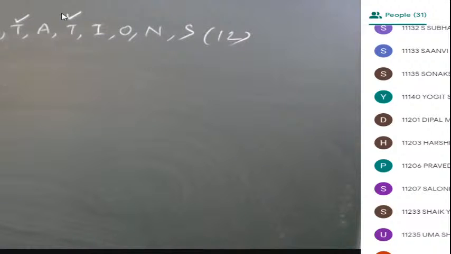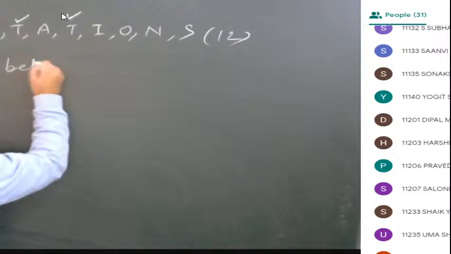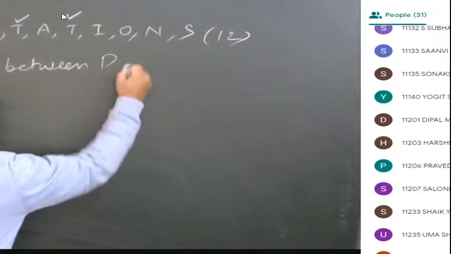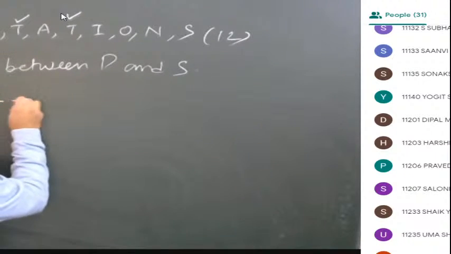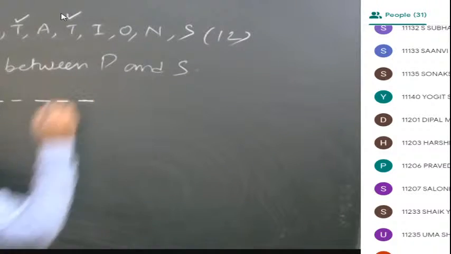There are always four letters between P and S. Let us try to understand. It means that P is there and 4 letters are there in between. 4 plus 2, 6. Total were there 12. So, remaining 6 more letters are to be kept somewhere.